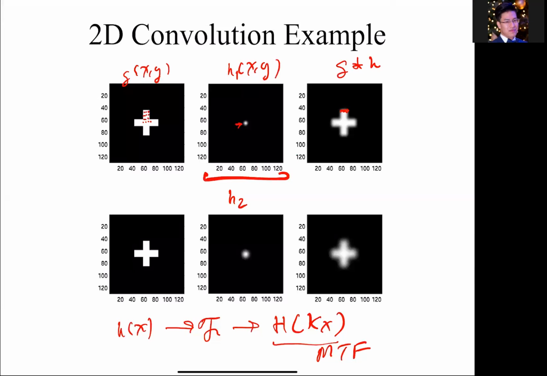Professor, we need to have shift invariance as well as a linear system to use convolution. Is that right? That's right. That's correct. Yes. Okay. Thanks.